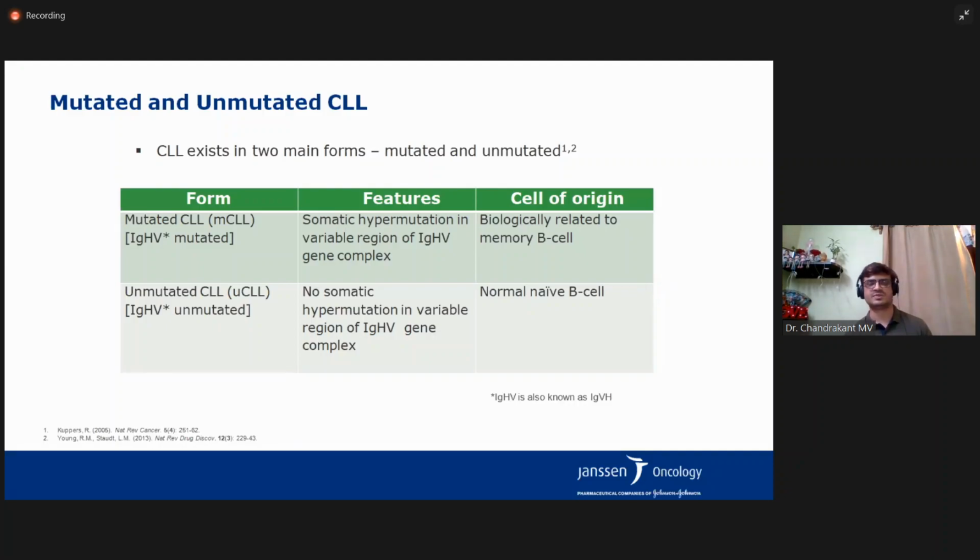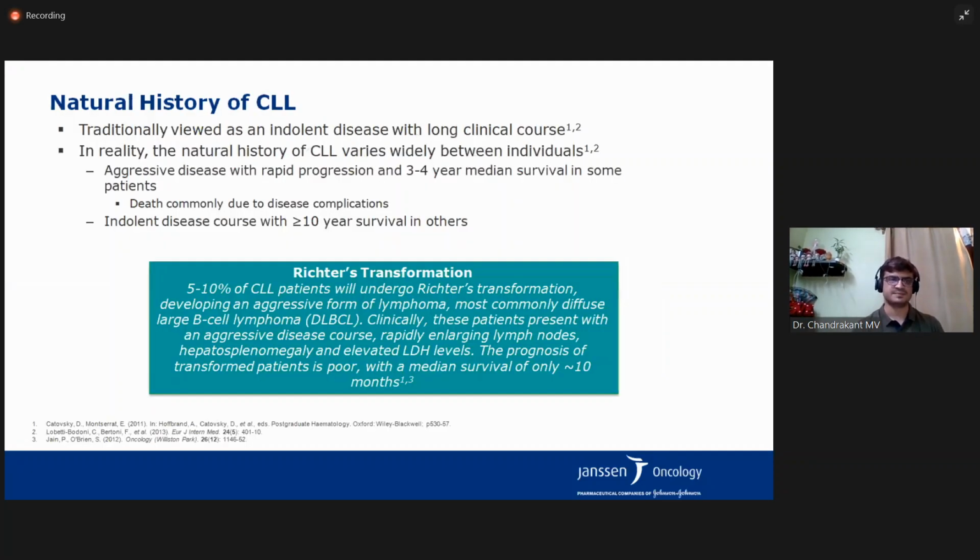So we always used to remember unmutated is unfavorable. So if there is no somatic hypermutation in the variable region of IGHV, then it's an unfavorable prognosis because the cell of origin is a normal or a naive B cell. So unmutated is unfavorable, and mutated is favorable.